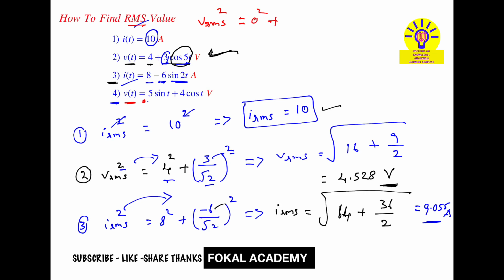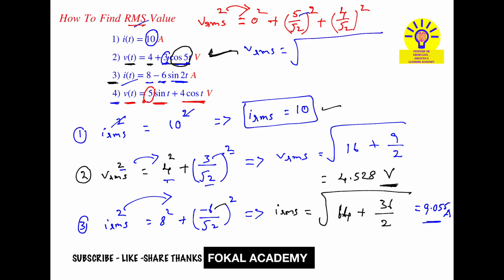Plus here the first signal has amplitude 5. Same pattern, 5 by root 2 whole square. Plus another signal is there, that is 4 cos t. Same, 4 by root 2 whole square. Now bring the square to the right hand side, then it becomes V RMS equal to root of 5 square 25 by 2 plus 16 by 2. By simplifying this we will get 4.528 volts. So this is the RMS voltage.